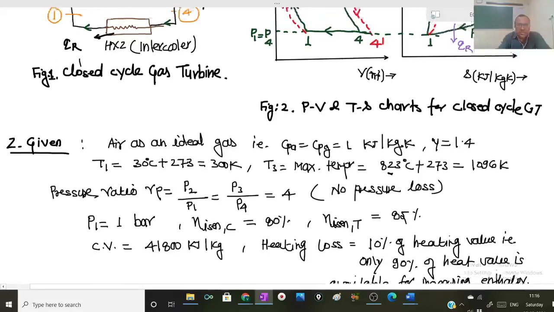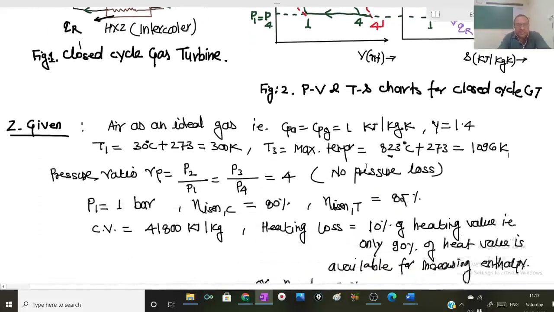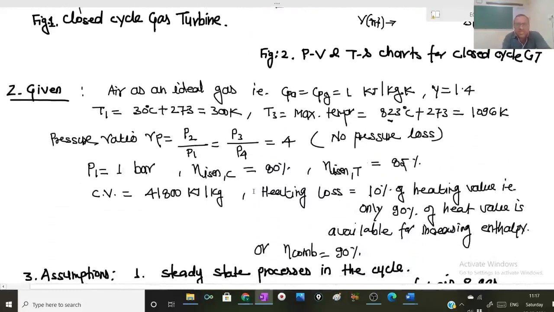Now what is the pressure ratio? On the pressure diagram, as you can see, P1 and P4 are the lowest pressure and P2, which is equal to P3, is the highest pressure. So P2 by P1 will be the pressure ratio in the compressor, and P3 by P4 will be the pressure ratio maintained in the turbine. In our problem, nothing has been given regarding the pressure drop. So the values of these two pressure ratios, that is the pressure ratio in the compressor and the pressure ratio in the turbine, I am going to consider the same, equal to 4.